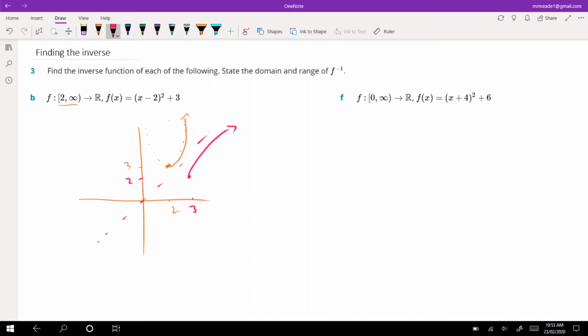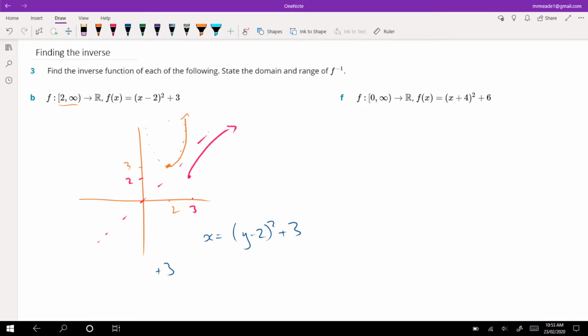The next thing to do is find the rule for the inverse. We're going to first write our original function in terms of x and y. So y equals (x minus 2) all squared plus 3. And then I'm going to swap the x and the y's. So I end up getting x equals (y minus 2) all squared plus 3. And then we need to transpose, which means make y the subject.